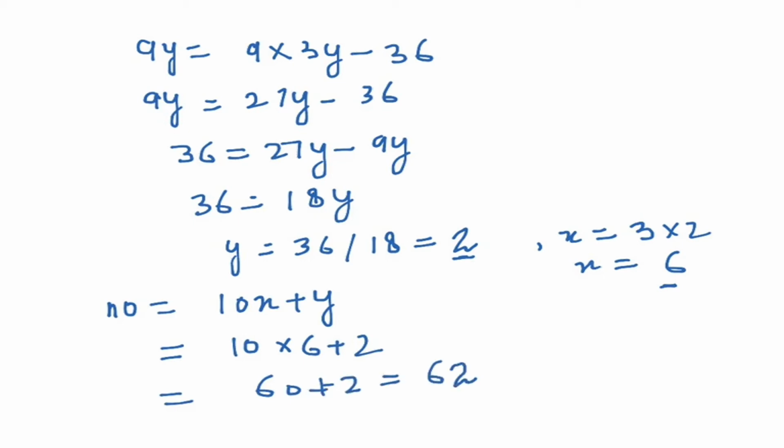So we can check our tens digit is 3 times the unit digit. So it means our question is correct according to the question. Our answer is correct. So our answer is 62. We can see when we reverse it, we will get 26, and 26 plus 36 will give us 62. So this is the way how we can check our answer.